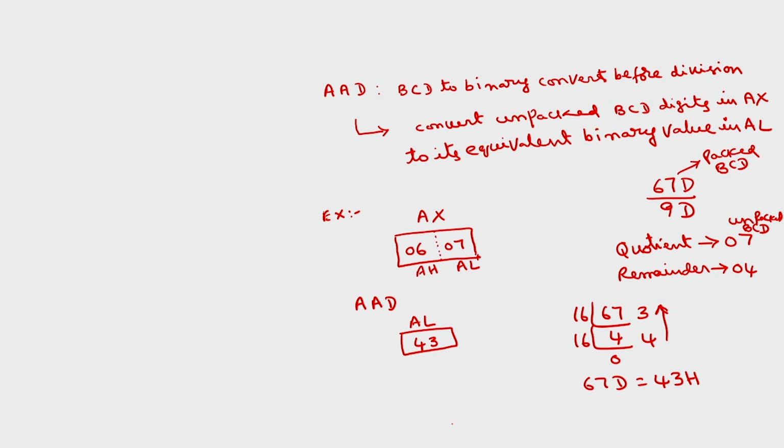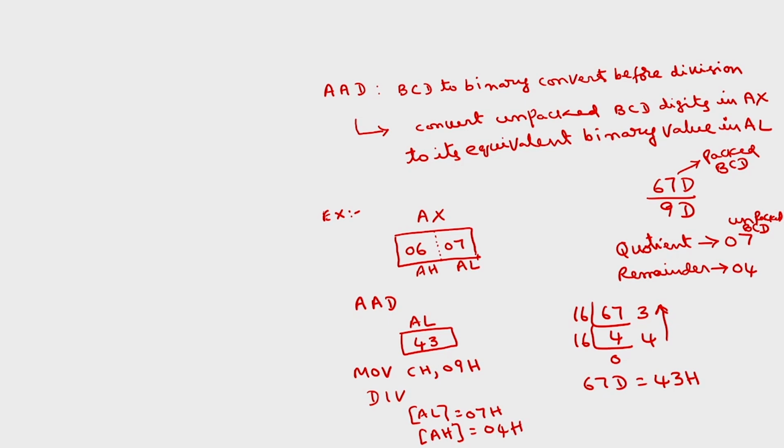Suppose you want to perform this 67 by 9 BCD division, you have to move into any register, say CH, 09H, which it will take as hexadecimal. Then I write DIV. As I have told, AAD is used before division. So, what is the quotient and what is the remainder? The contents of AL become the quotient, which is 07H, and the contents of AH become 04H. So, this is about the AAD instruction.